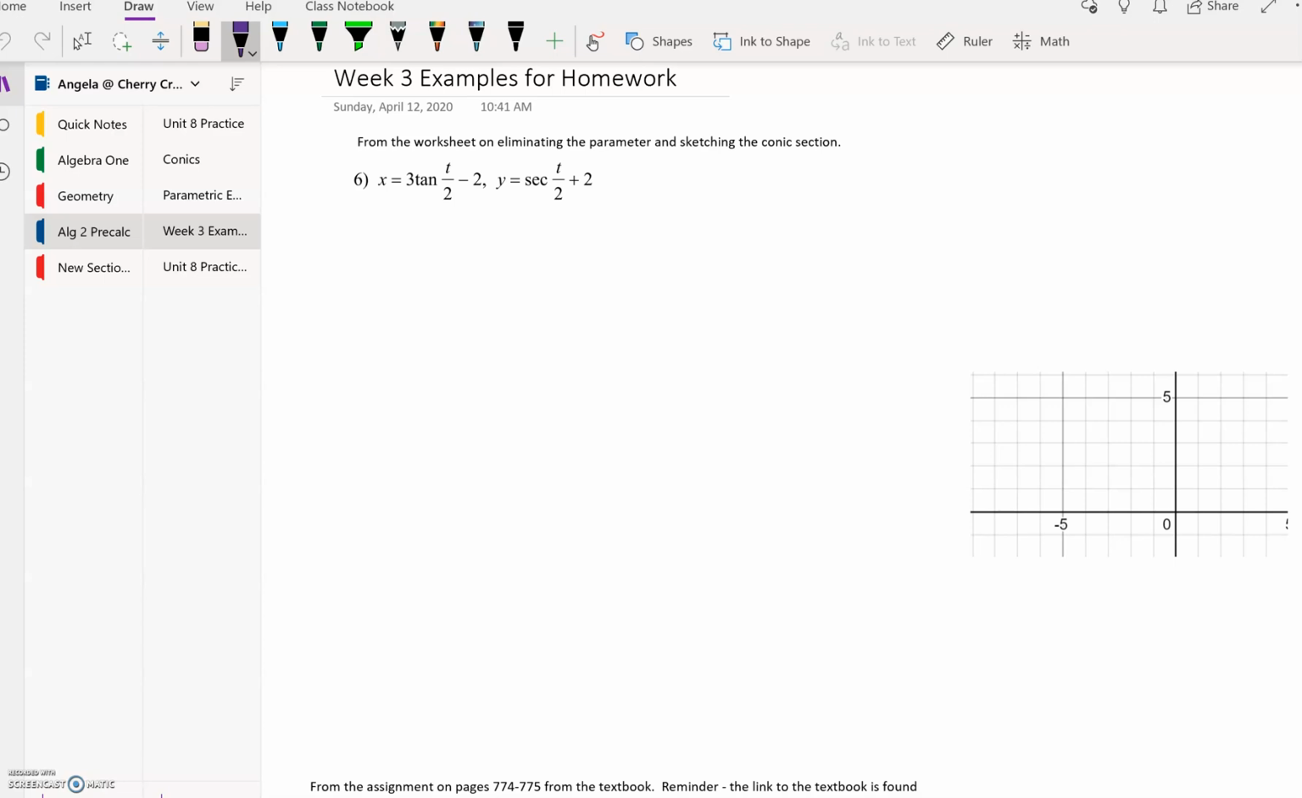We're going to tackle a couple of problems together real quick, and the goal is for you to watch these two examples to kickstart your homework for this week. One of the problems is taken from your worksheet, where you'll be eliminating parameters with conic sections and sketching those. The other problem is taken from your textbook.